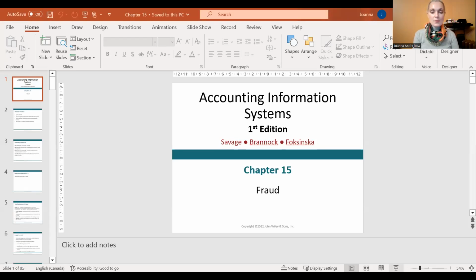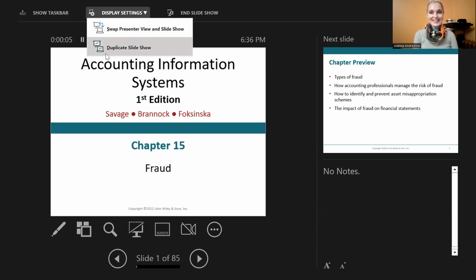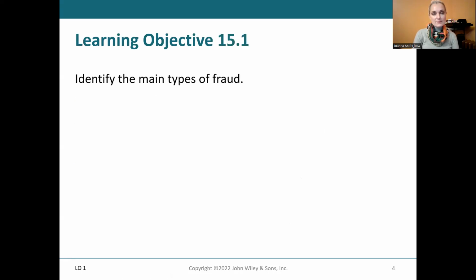For all of you who have taken the fraud course, this will be a review. For everyone else, I will take you through everything you need to know to be successful in this course. So in this chapter, we're going to talk about the various types of fraud, how accounting professionals manage the risk of fraud, how to identify and prevent asset misappropriation schemes, and the impact that fraud has on financial statements.